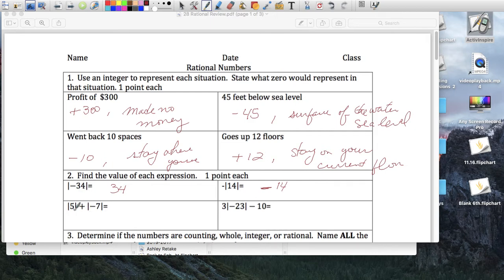Before you add these two, please take the absolute value. So the absolute value of 5 is 5, plus the absolute value of negative 7 is 7. Now that they're just regular old numbers, you can add, you get 12.